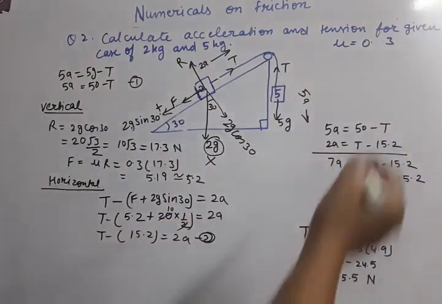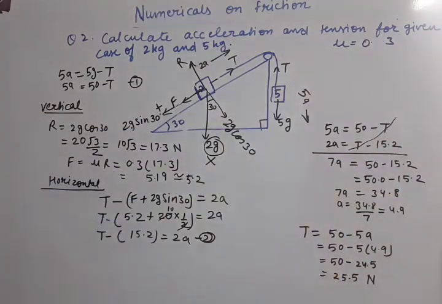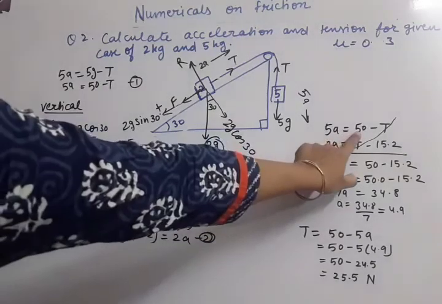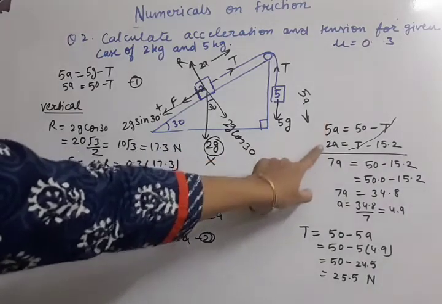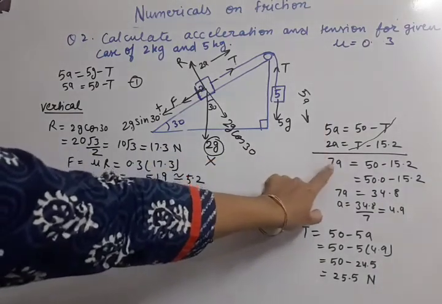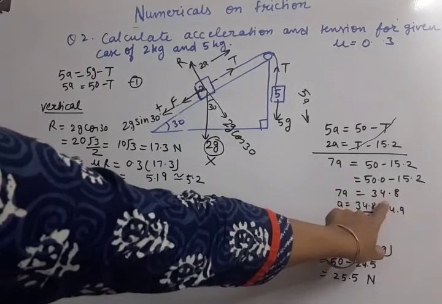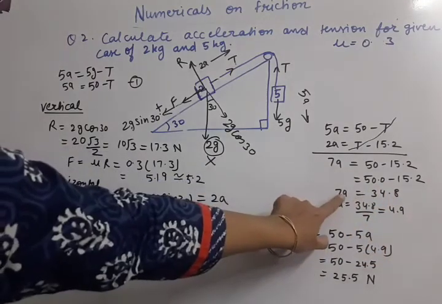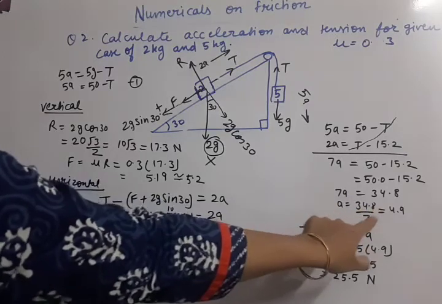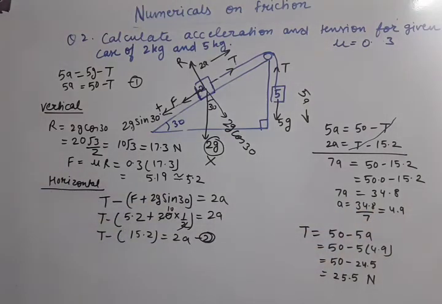Adding them, they cancel. This is cancelling. Now what remains is 50 minus 15.2, and here added 5a and 2a is 7a. Here if we subtract, it is coming 34.8. Just check the answers. So A will become what? 34.8 upon 7, 4.9 approximately.